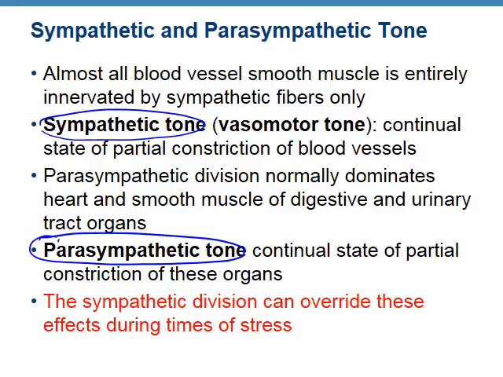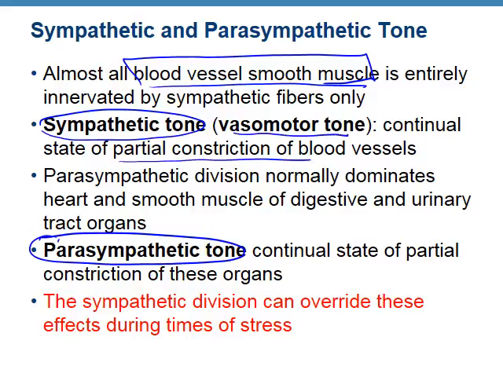So sympathetic tone, we're talking about the blood vessels, or specifically the smooth muscle of all blood vessels. They call this vasomotor tone. You have a partial constriction of your blood vessels. So think of blood vessels, think of blood pressure. You want to be able to keep your blood pressure constant so that you can get the blood from your aorta, from your heart, out to your fingers and your toes. If your blood vessels were flabby, you would not be able to do this.